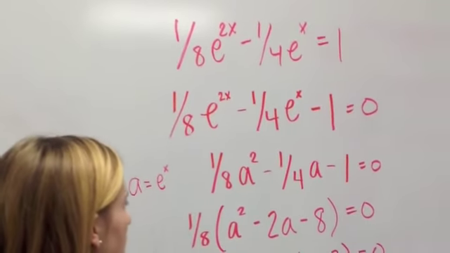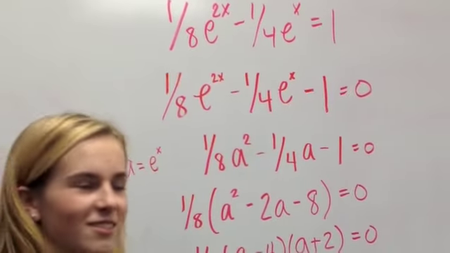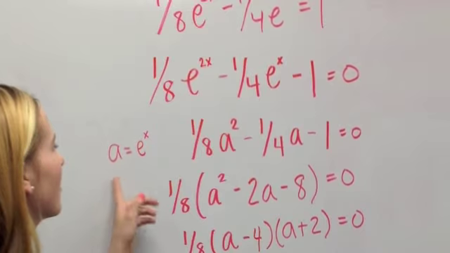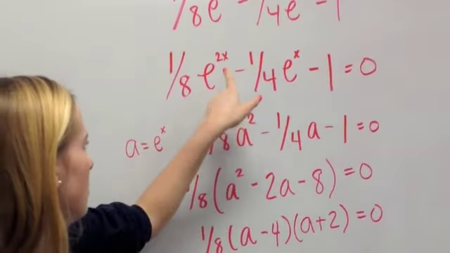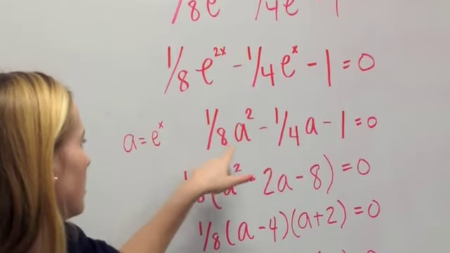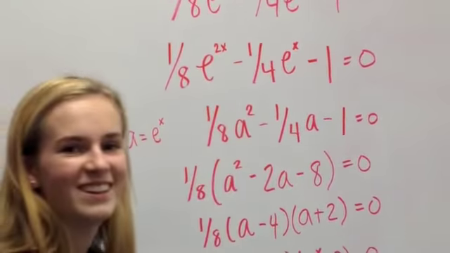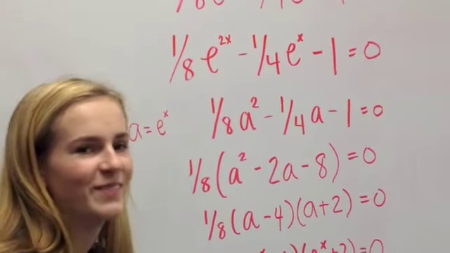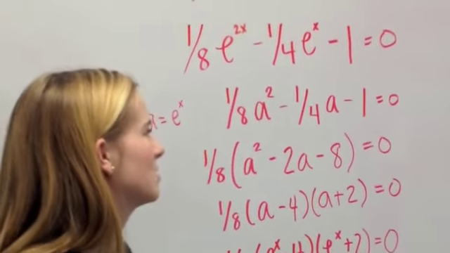And then what we're going to do now is, I don't like working with numbers like e, because that's a really tricky number. So you're going to substitute a for e to the x. So every time it says e to the 2x, that's going to be a squared. Once you do all that substitution, it equals 1/8 a squared minus 1/4 a minus 1 is equal to 0.